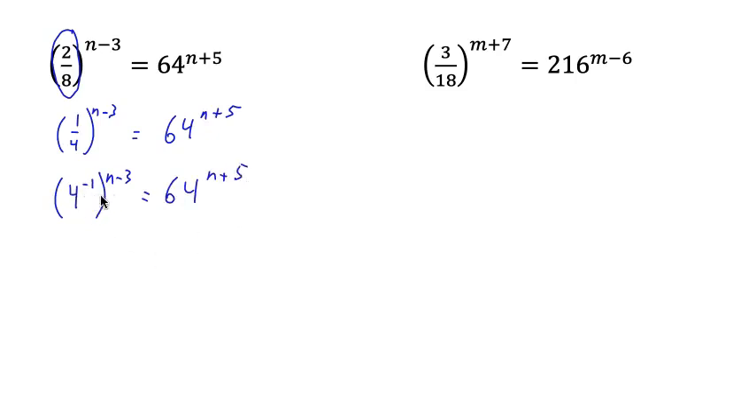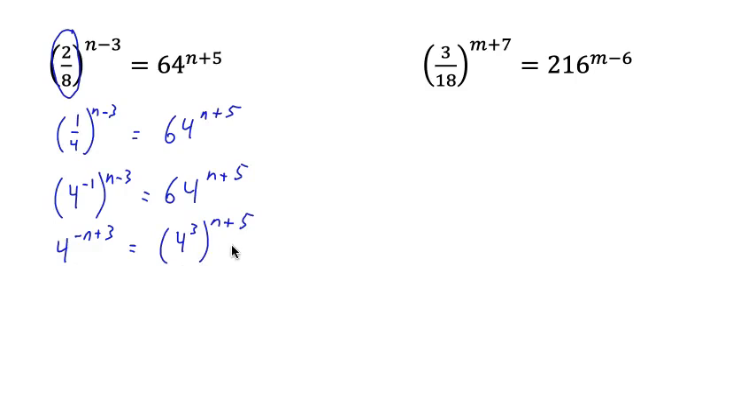We'll go ahead and use our exponent properties to simplify these exponents. We will multiply -1 times n minus 3. And then we'll also go ahead and rewrite 64 as a power of 4, as 4 times 4 times 4 equals 64. So I multiplied n minus 3 times -1 to get -n plus 3. I rewrote 64 as 4 to the third power.